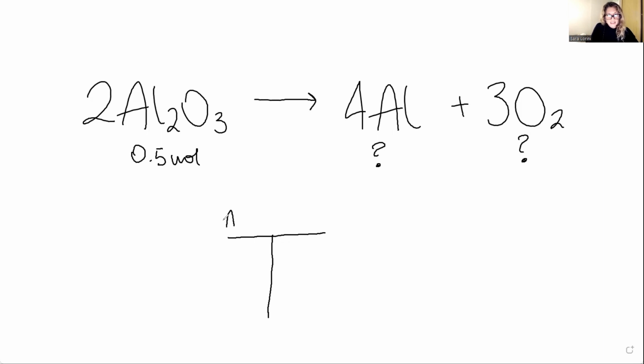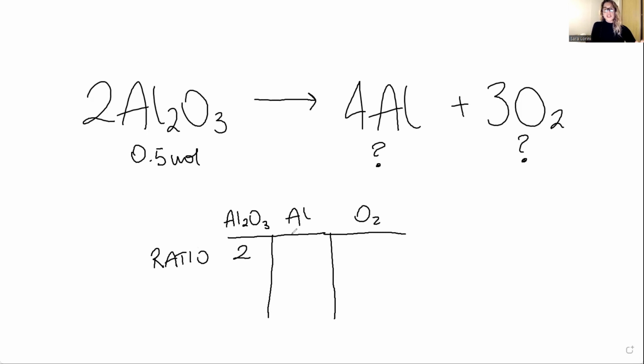So we are comparing those two, and aluminum. Actually, we could also include oxygen in the table. Remember that the balancing numbers, those big ones at the front, are the ratio. So let's set up this little table like this. In the ratio row, we have 2 of aluminum oxide. What it tells us is that for every 2 aluminum oxide, we get 4 aluminum and 3 oxygens, and this can be moles, this can be particles. It's a ratio, so it's just a conversion factor, as we were saying before.